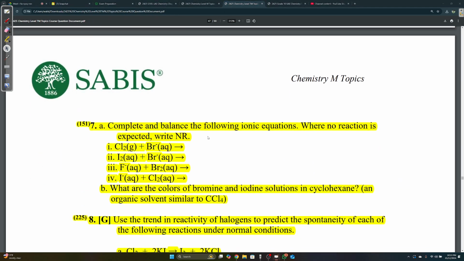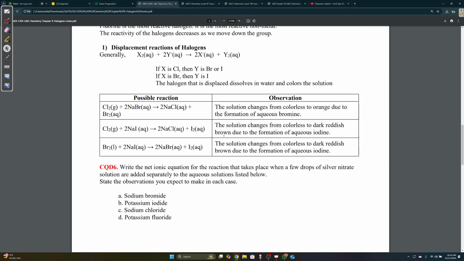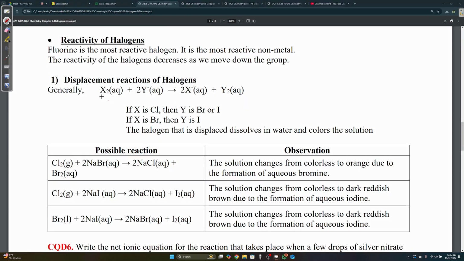Question 7. Complete and balance the following ionic equations; where no reaction is expected, write NR. Remember, for halogens, we have displacement reactions. Let's open here. Displacement reactions: you have halogen plus halide to produce the halogen minus plus the halide. Basically, the one with 2 as the subscript should be more reactive than the one with a charge. The halogen should be more reactive than the halide. Halogen is the one with 2 as a subscript, and the halide is the one with minus as the charge.